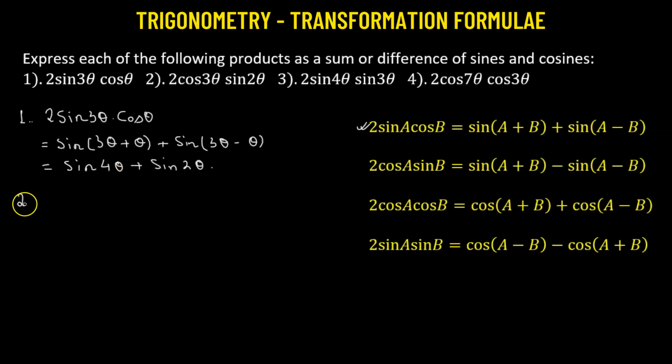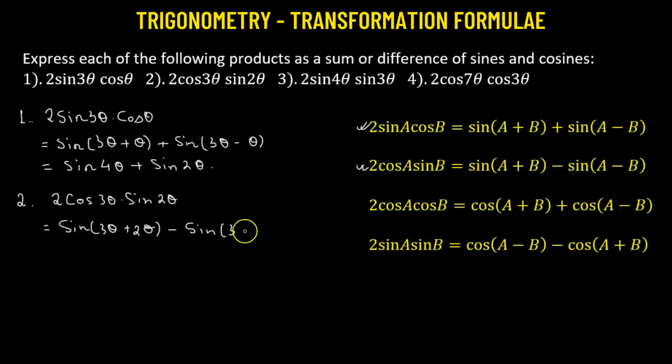Moving on to the second part, here we have 2 times cosine 3 theta times sine 2 theta. For this, we can use the second formula, 2 cosine a times sine b. We're going to get sine of 3 theta plus 2 theta, so here we are assuming 3 theta to be a and 2 theta to be b, minus sine of 3 theta minus 2 theta. So this is going to give us sine of 5 theta minus sine of theta.